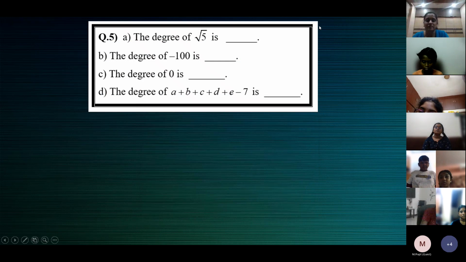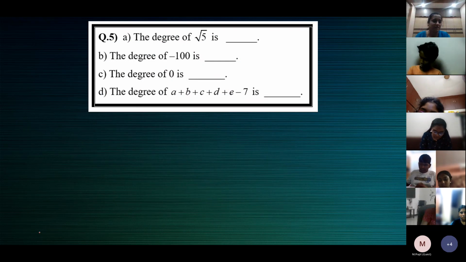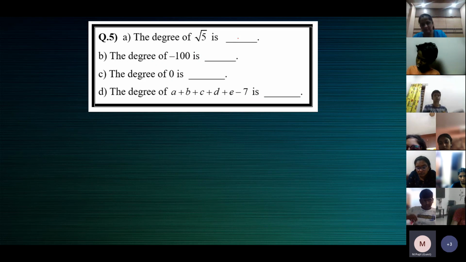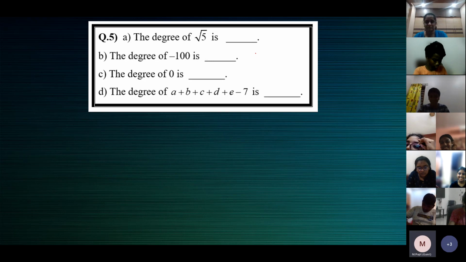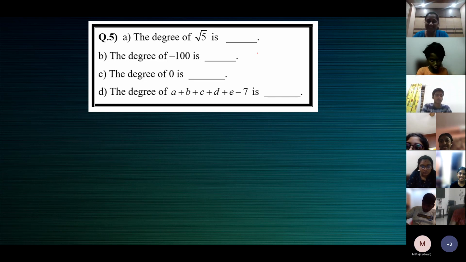Yeah, the degree of root 5. Pranjit again. There is no degree because there's no x or y variable. So what's your answer? What is the degree of root 5? 0? 1? Not defined? Or 1 by 2, ma'am. Now settle down with one answer.